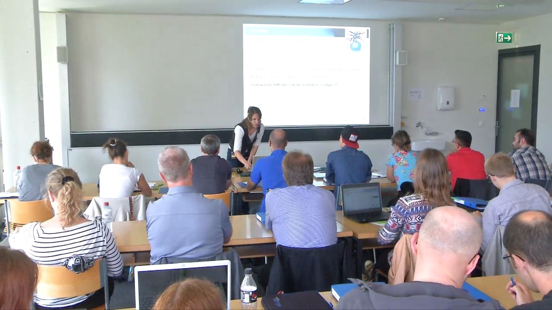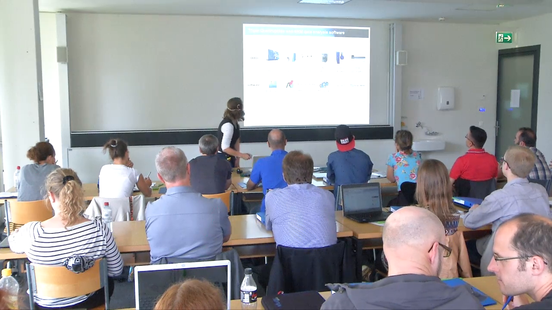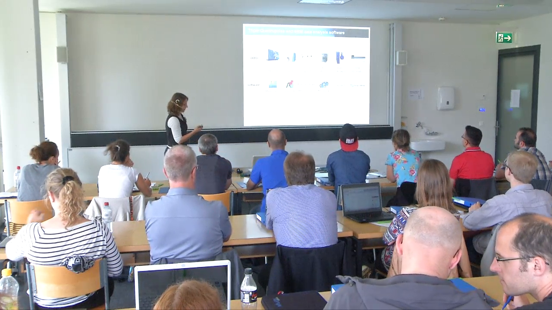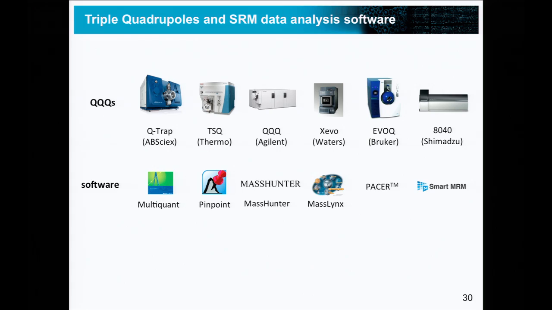Okay, so third part, let's have a look at some real SRM data. So here you see once more all the vendors of triple quadrupole mass spectrometers, like ABSciex, Thermo, Agilent, Waters, Bruker, Shimadzu, that are out there at the moment. And as is always the case in industry, with each instrument there usually also comes its own vendor-specific software.